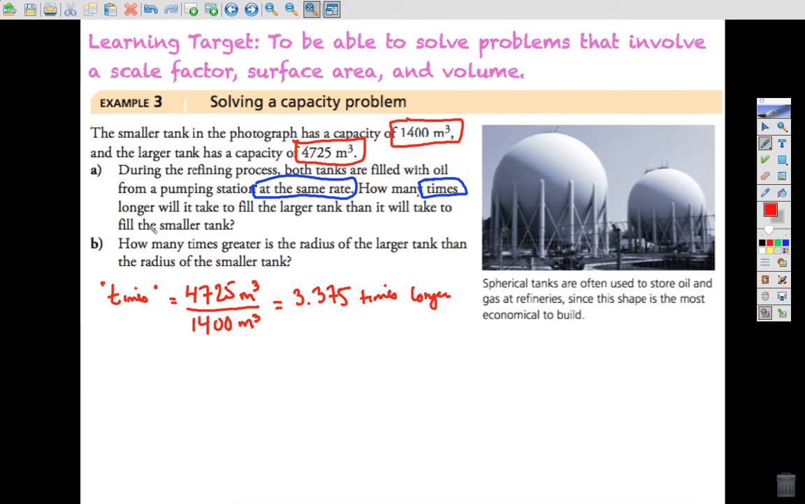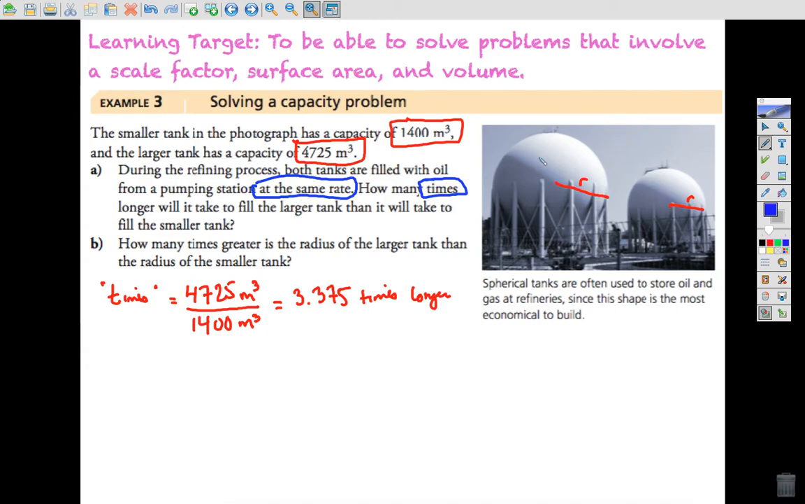Now, part B says how many times greater is the radius of the larger tank than the radius of the smaller tank. So if you think about it, we're talking from the center of the tank out to here is the radius, and then from the center of this tank out to here is the radius, and we're interested in the ratio of those two things. Okay, so we kind of already have our 3.375. So let's think about what we know about capacity.